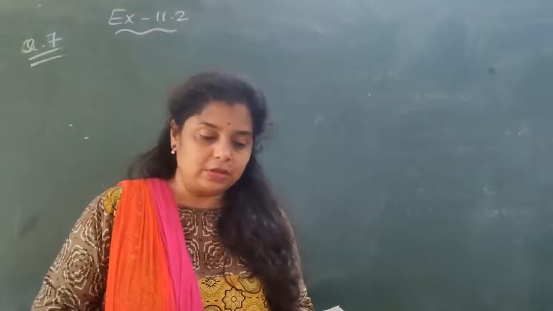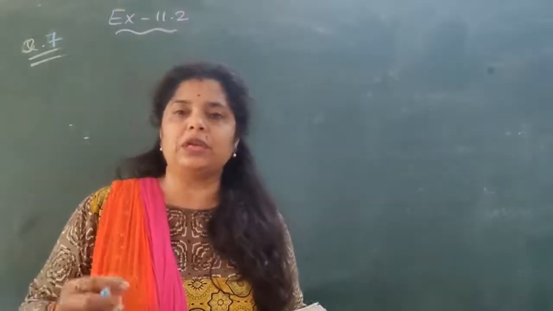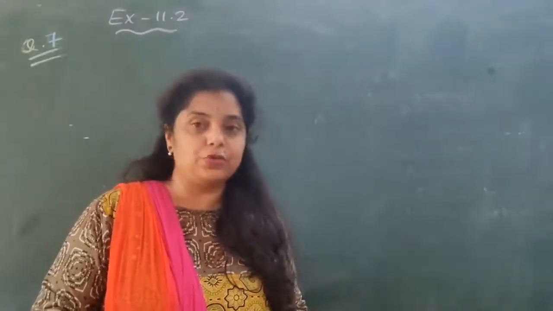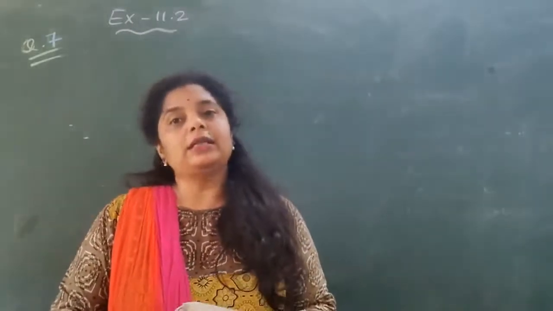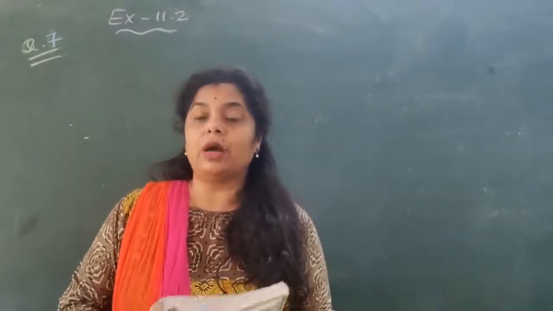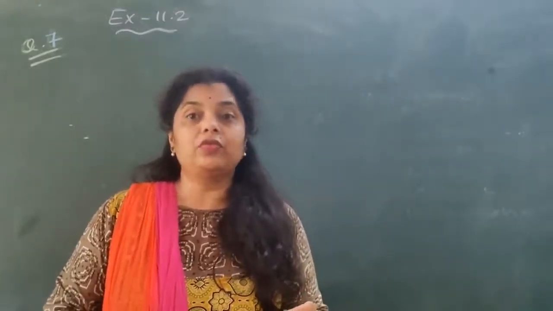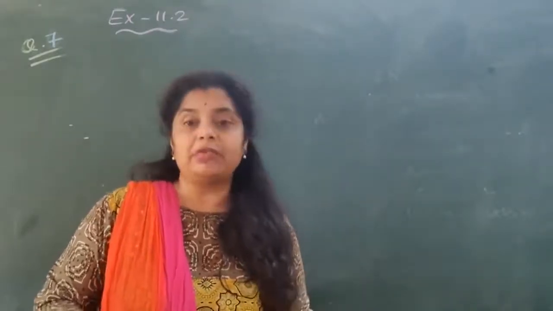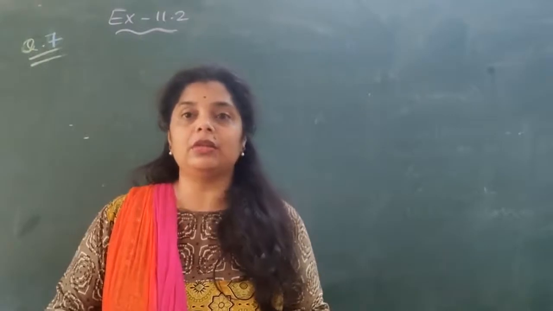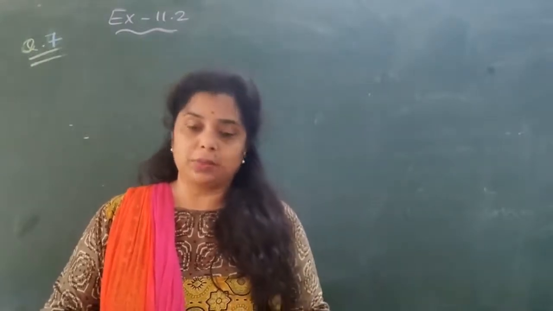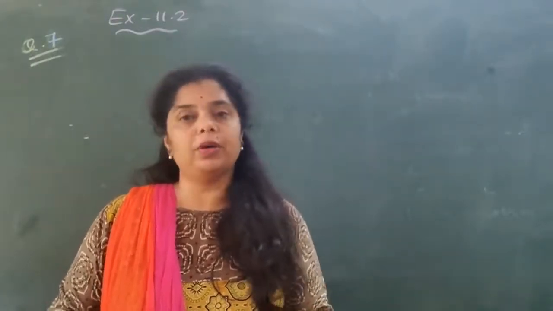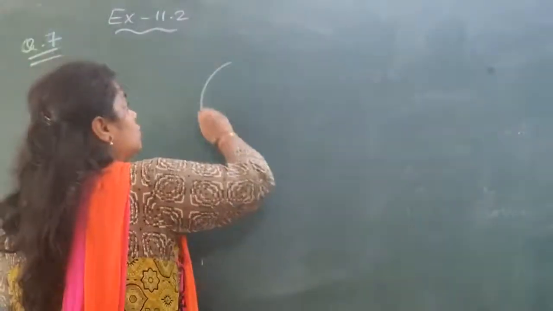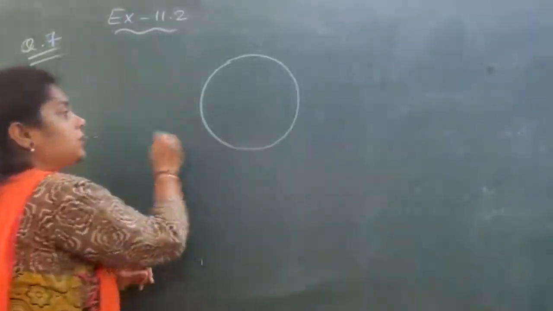Take a point outside the circle. It means you have to take any exterior point. Construct the pair of tangents from this point to the circle. In 9th standard, you have studied how to get the center of the circle if it is not given. So I am giving you a rough idea about this construction, and then we will use compass and scale for proper construction.